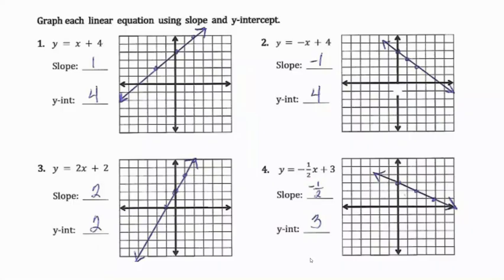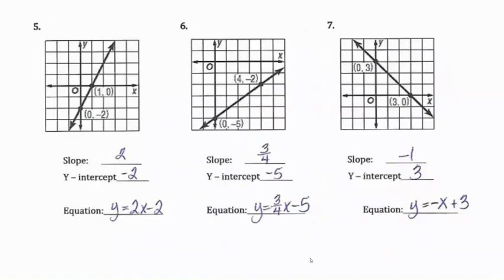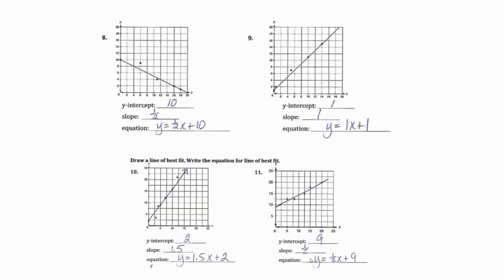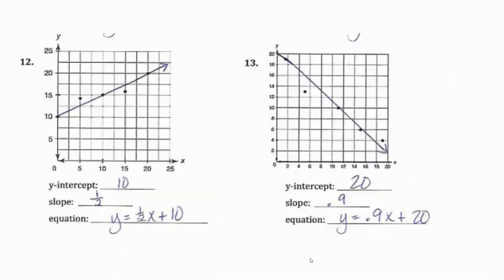And then here are our homework answers. Go ahead and check your first four. 5, 6, and 7. 8, 9, 10, 11. 12, 13. If you said 9/10 for number 13, that's totally fine as a fraction.